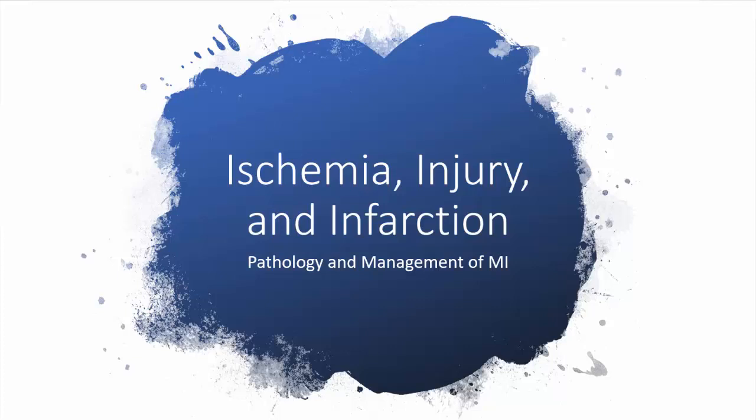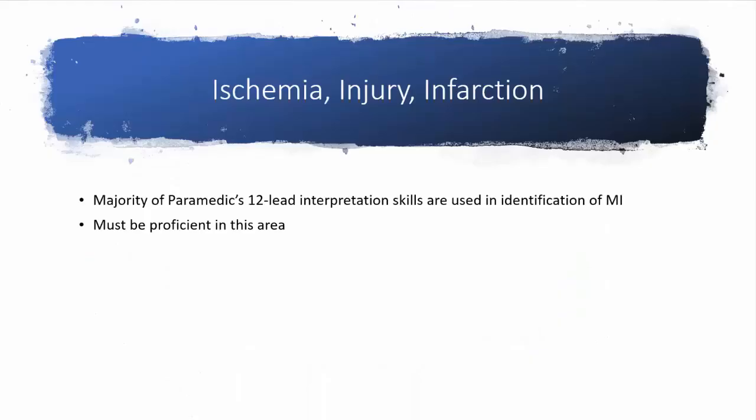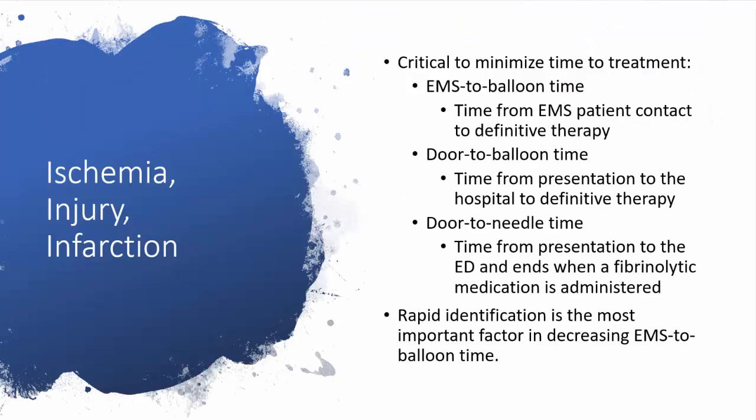As we're moving forward in the lecture, again, one of the most important areas for the paramedic to be proficient in 12-lead interpretation is going to be the identification of MI. Guys, you've got to be proficient in this area, and you've got to be confident in this area. You can't just hook a 12-lead up and allow the machine to interpret it for you. You've got to be able to interpret it yourself and trust yourself in it. It is very critical that you're able to do this because oftentimes you're one of the first people that they come in contact with. And so you've got to be the patient advocate.